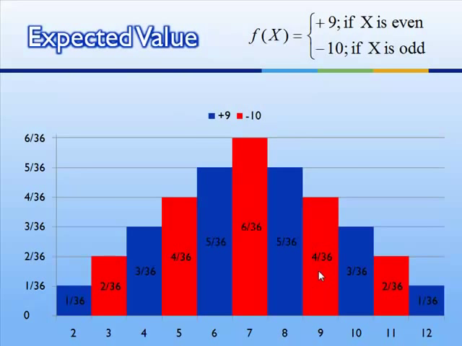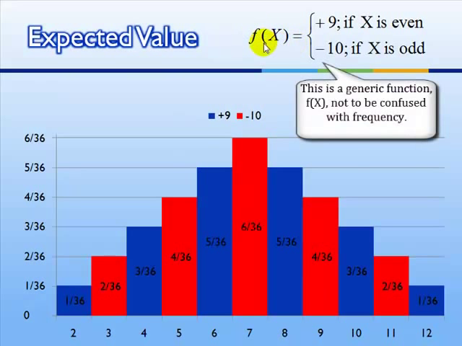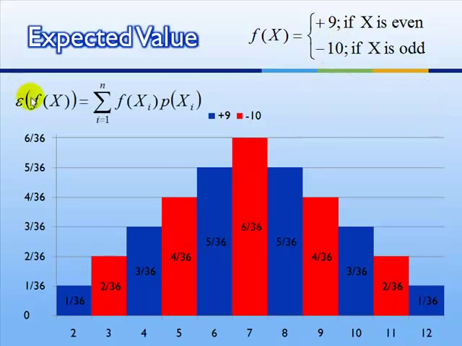And let's talk about the outcome. I have this function, f of x, and it works like this. If x is even, plus 9. If x is odd, minus 10, meaning you win $9 or you lose $10, depending on if x is even or odd. So there's some function that we're going to do something to x, and we're going to transform it this way. Now, the answer that we're going to get, the expected value, is going to be this equation, but let's hold off on talking about that.